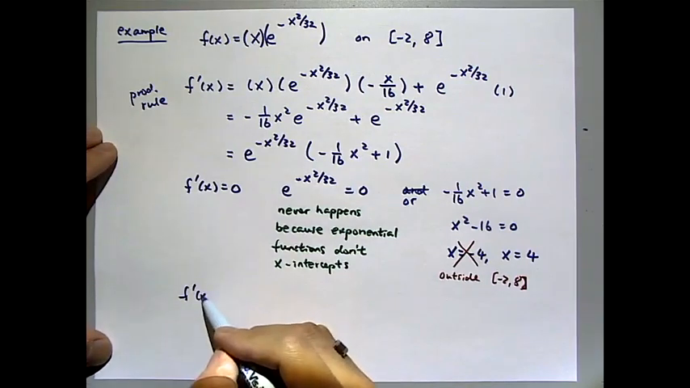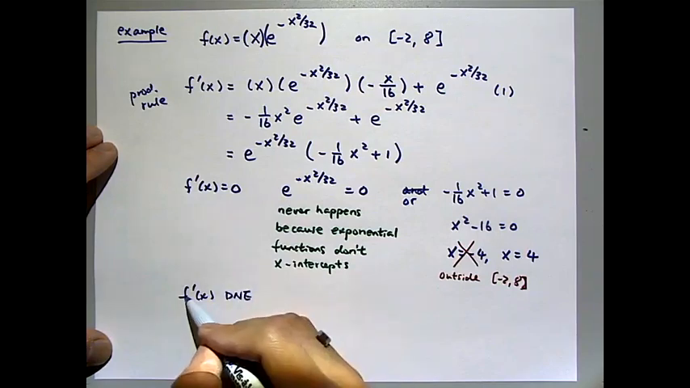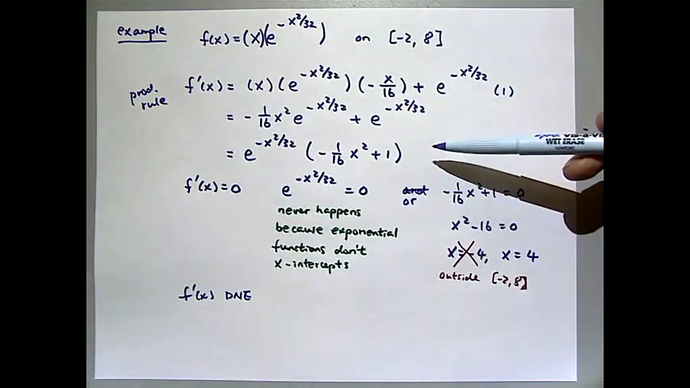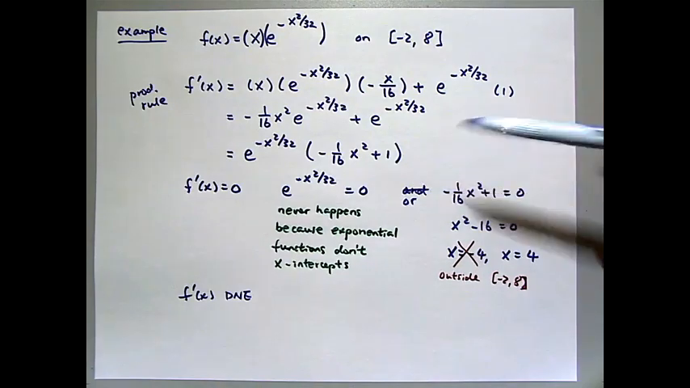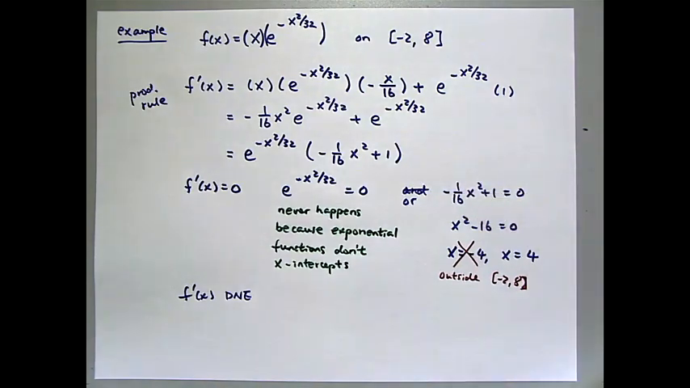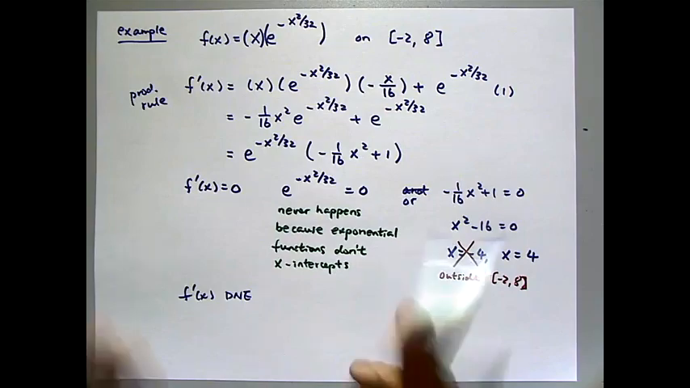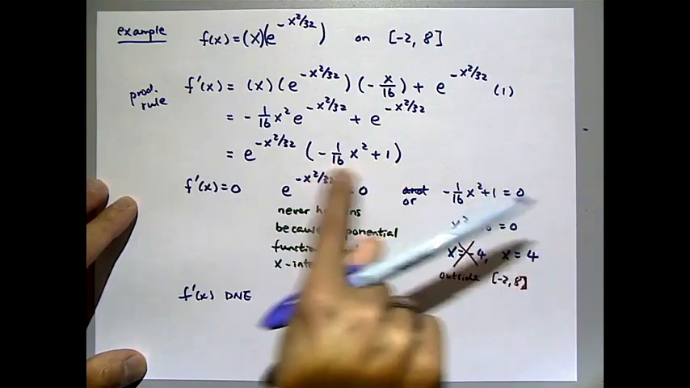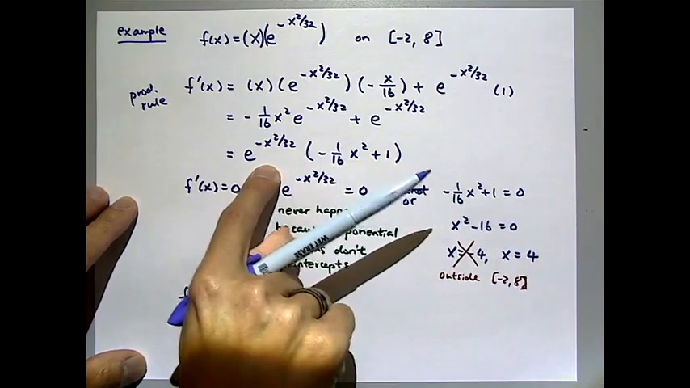All right, so how about f prime undefined? Where might this happen? Can it happen? Can this thing ever become undefined? Why not? What kind of function is this? What family of function is that? Polynomial, what family is that?